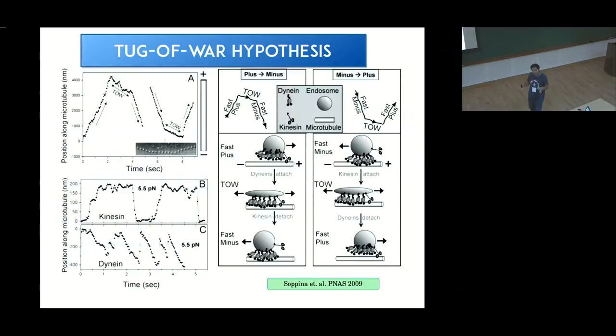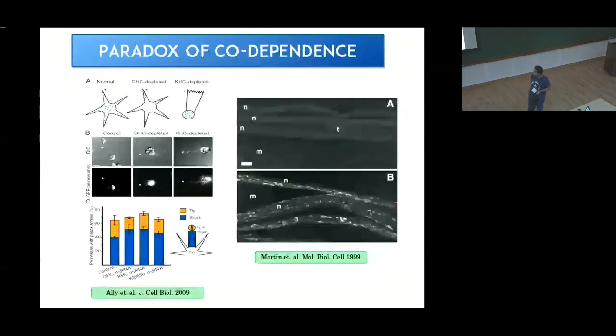If you have this sort of behavior, with two teams of oppositely directed motors, and then I were to somehow disable one type of motor, for example the minus-directed motors, what I would expect is that all my cargo would now zip through in the positive direction. So this is the naive expectation based on this tug-of-war hypothesis.